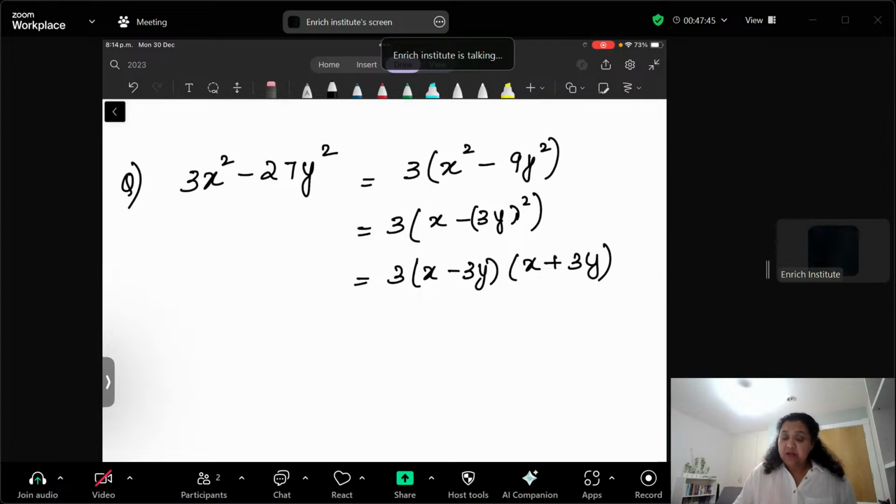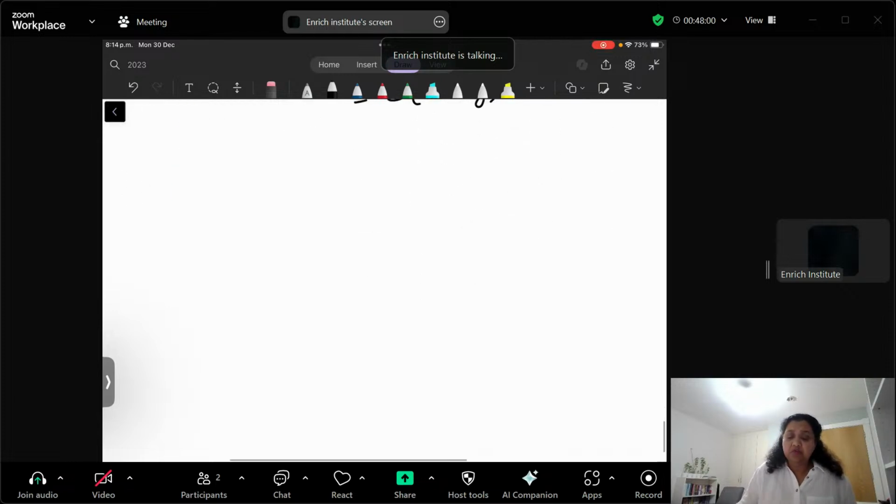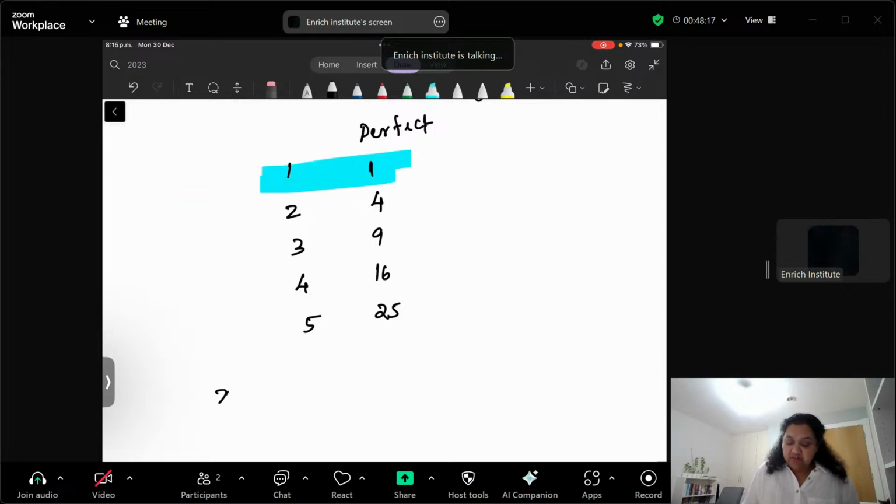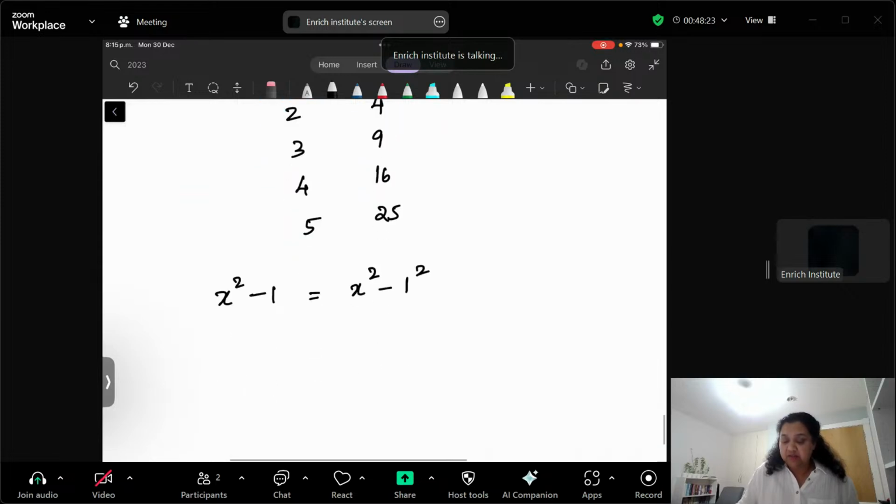So the tip is, as and when you see perfect squares, check whether it is a perfect square or not. Since it is not, you have to take a common factor outside and then simplify it. Now what are perfect squares? Perfect squares are numbers which are squares of other numbers. So 1 squared is 1, 2 squared is 4, 3 squared is 9, 4 squared is 16, 5 squared is 25. It goes on like this. Remember 1 is also a perfect square. Which means that if I give x square minus 1, I can write this as x square minus 1 square, and then you can write this as x minus 1, x plus 1.